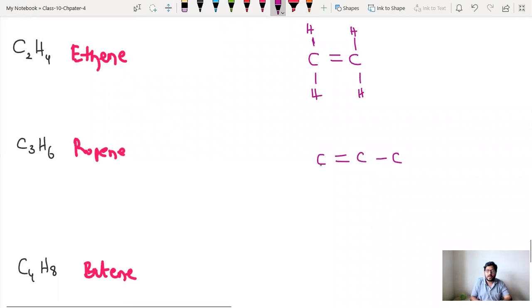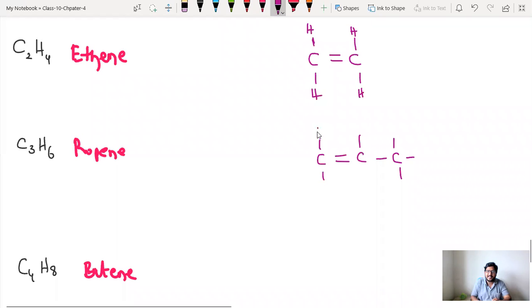Okay, draw the remaining valencies. For the first carbon, 2 are already represented, so 3, 4. For the second carbon, 1, 2, 3 are represented, right? You have to calculate the right hand side and left hand side both. Left hand side 1, 2, right hand side 1, so 3 represented, 4. For this carbon, only 1 is represented, so 2, 3, 4.